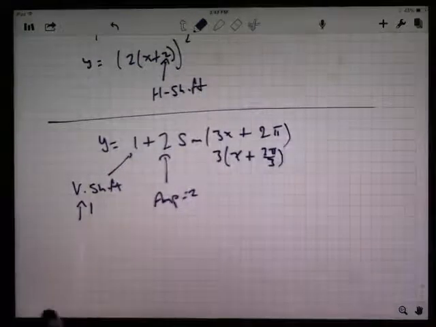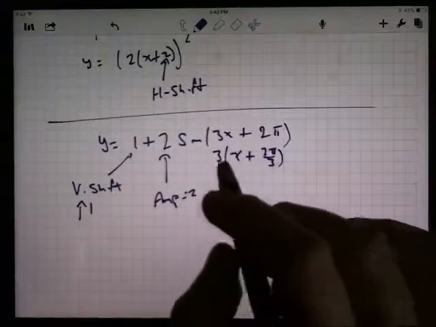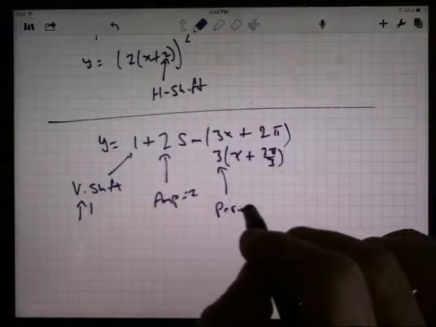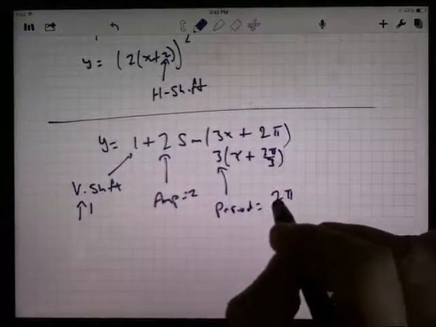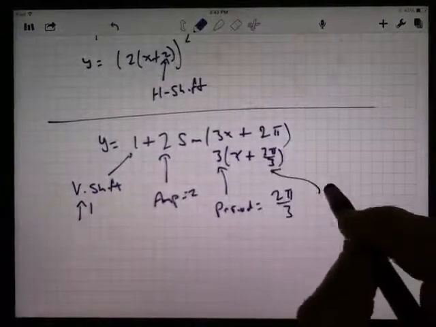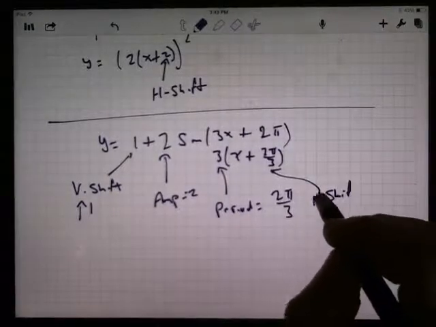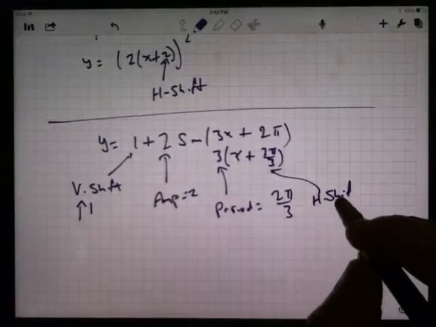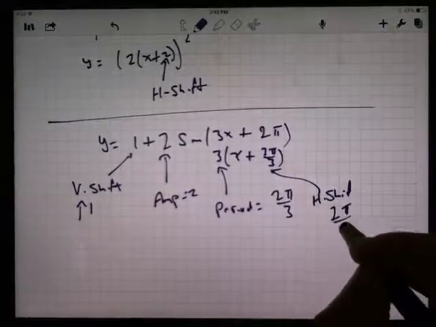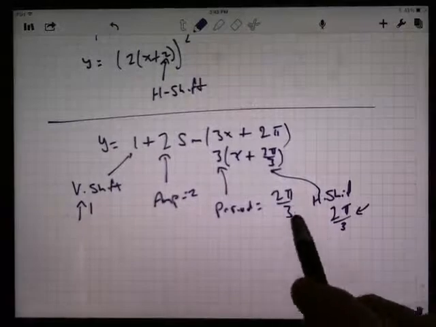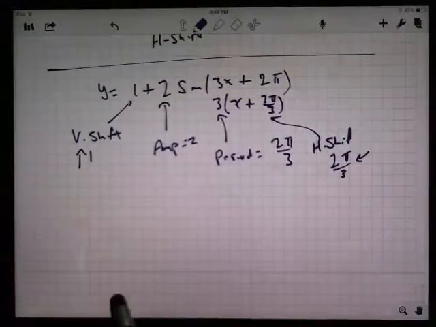And so yes, this 3 is telling me the period is 2 pi over 3. And now actually I have the shift here. This is the horizontal shift, and the horizontal shift is 2 pi over 3 to the left. So it turns out that the period and the shift are the same here, but that's okay.